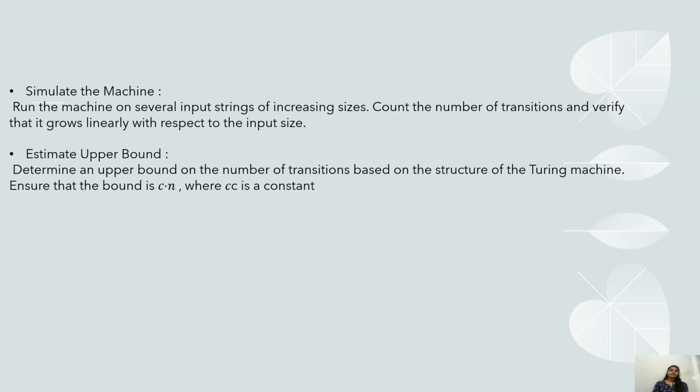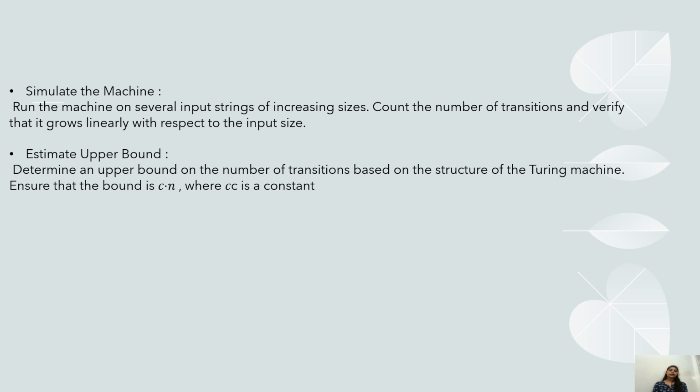The next step is simulate the machine. Run the machine on several input strings of increasing sizes. Count the number of transitions and verify that it grows linearly with respect to the input size.